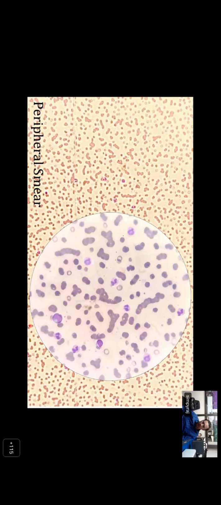So what are the common causes? Next person, Jigisha or Deepika, or I may ask Dr. Mulinga. What are the common causes of rouleaux formation?